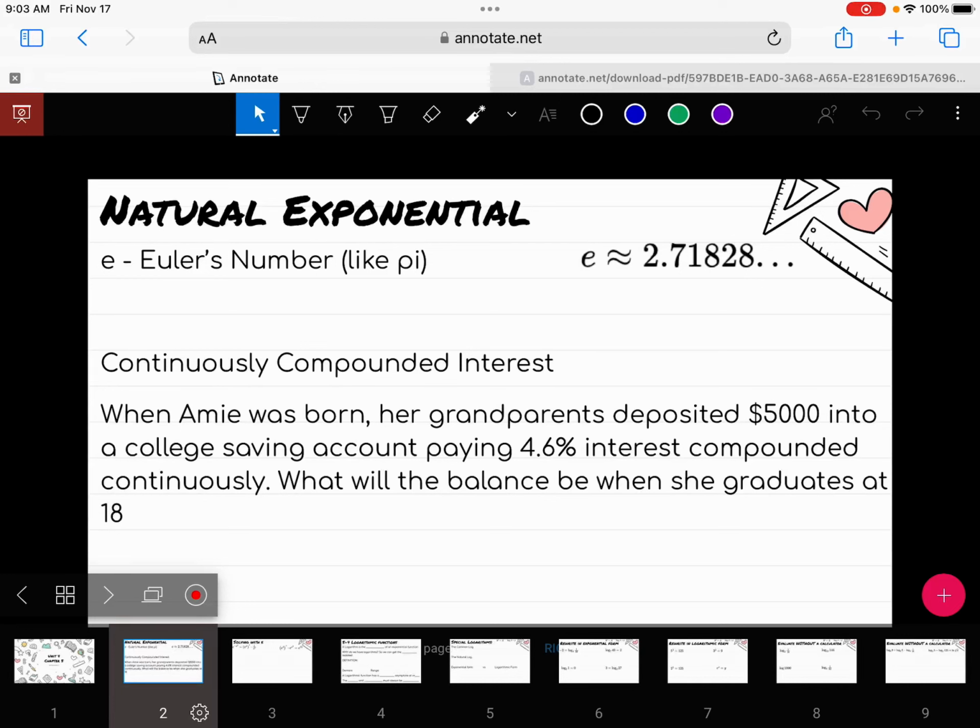So this is intended to be in the packet, and for some reason I missed these 2 slides. My bad, I'm sorry. I don't know why. But we need to go through E because it's going to come up again.